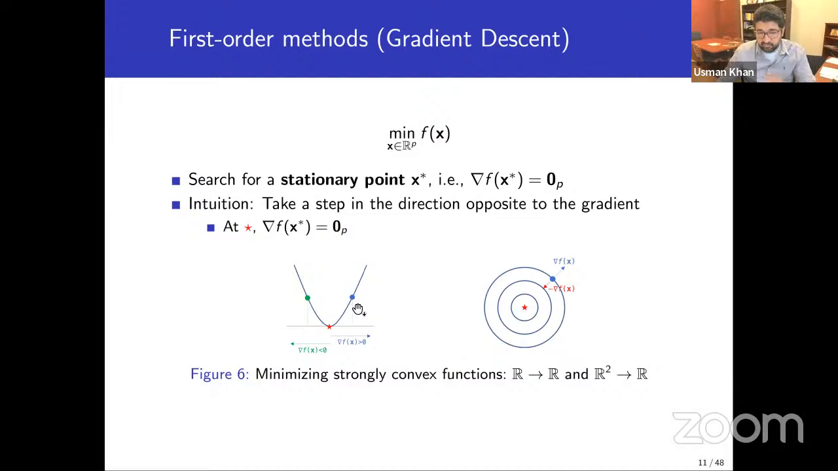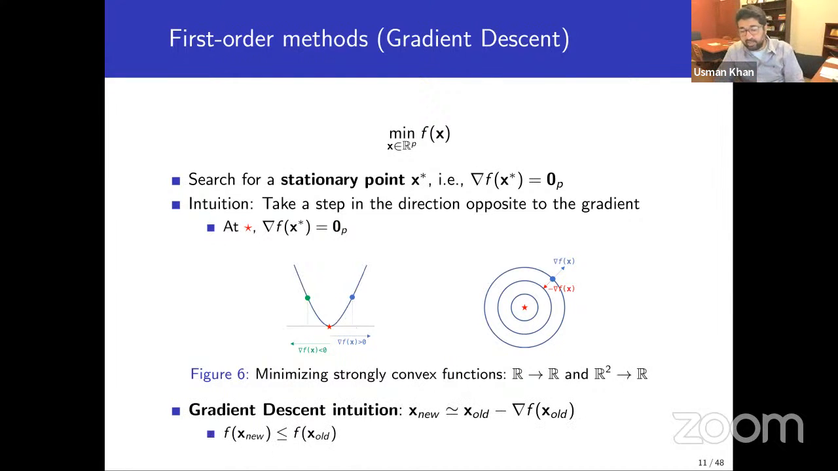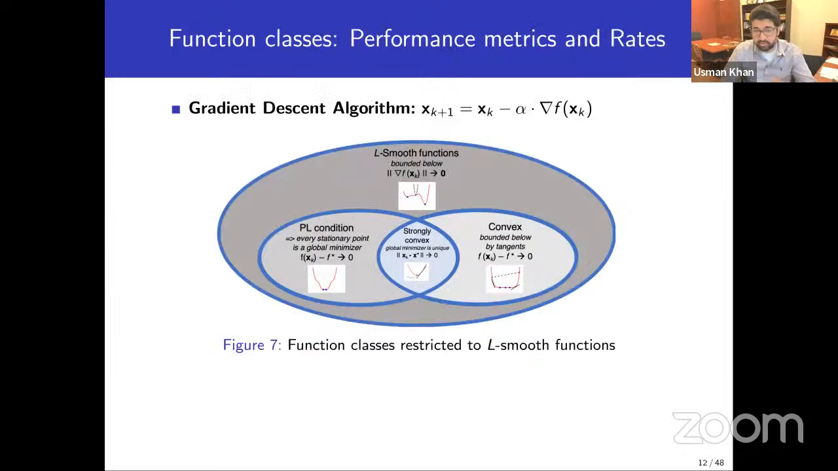So I can minimize the function if I move away from the gradient, or if I move in the direction of negative gradient. A simple intuition would be to pick a point on this function, x old, and move in the direction of the negative gradient at that point, and we'll get x new. If a function is strongly convex, we can guarantee this with strict inequality, but in general we will always have this property satisfied: the function value at x new cannot be greater than the function value at x old. So it's always kind of lower bounded.